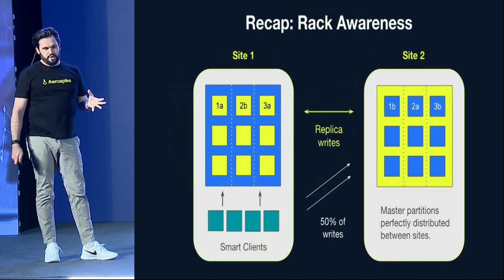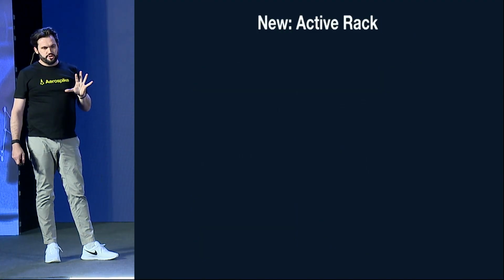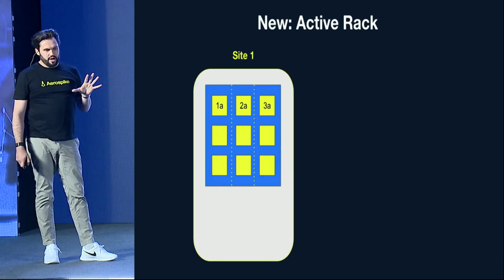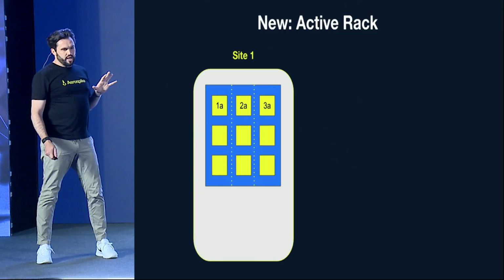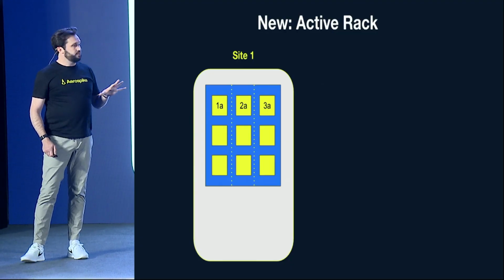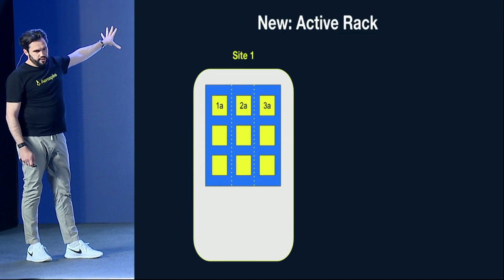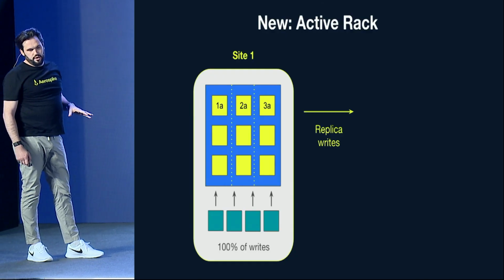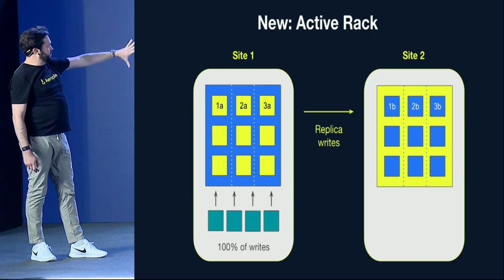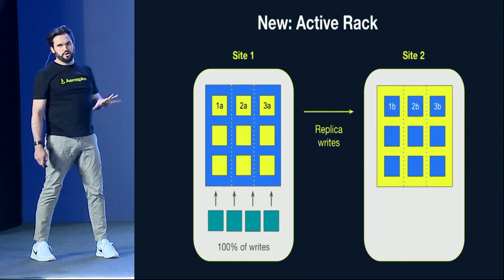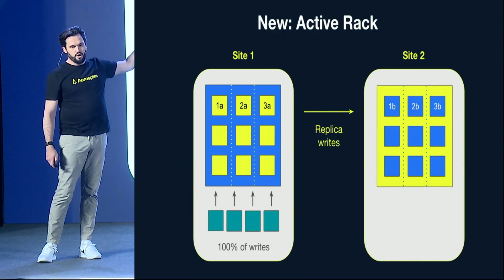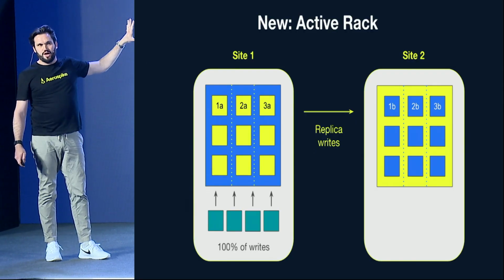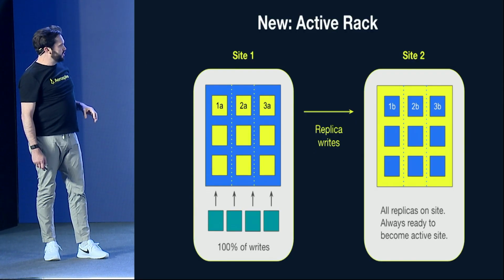What we're introducing in Aerospike 7.2 is this notion of an active rack. And the way that an active rack works is you have one site, which has all of your masters, actually. You can do 100% of your writes into this site, and then the cluster will do replica writes into your second site. And so your second site will be all replicas. But importantly, both sites still have one copy of every single partition.